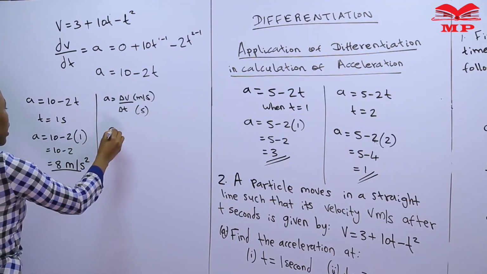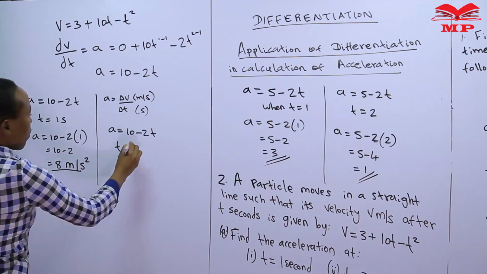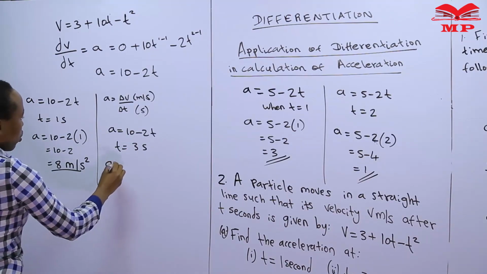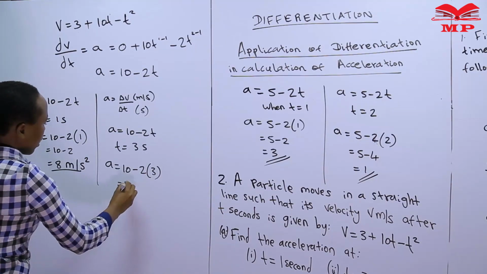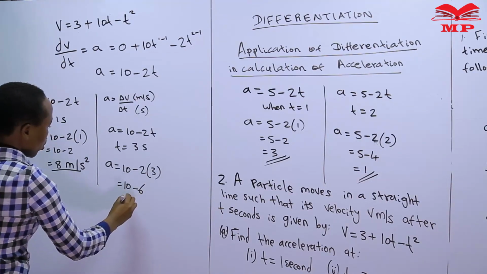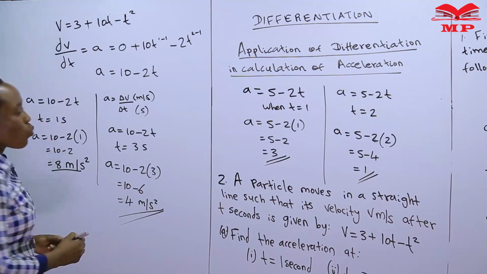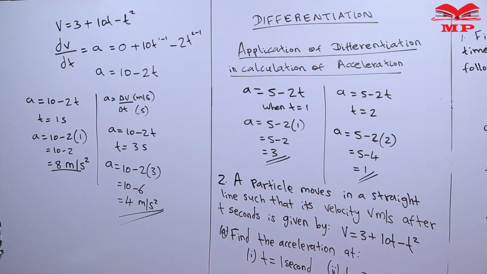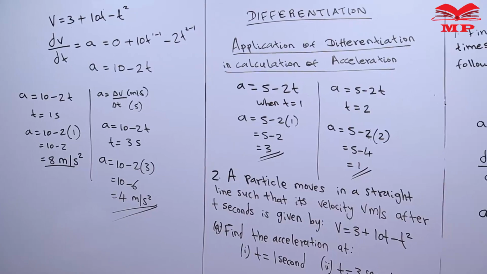Then again, we need to get the acceleration. We have a equal to 10 minus 2t. We will need to get the acceleration when time is 3 seconds. So our acceleration will be 10 minus 2, and our t is 3. So we end up getting 10 minus 6, which is equal to 4 meters per square second. That will be our acceleration. That is 4 meters per square second. Then finally in that question, in part A we are finding the acceleration when t is 1 second and when t is 3 seconds.